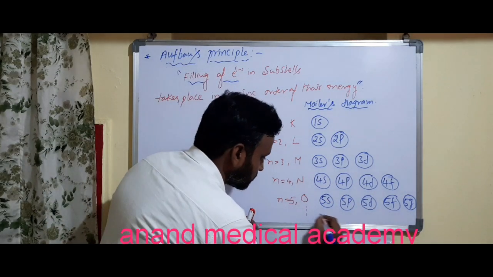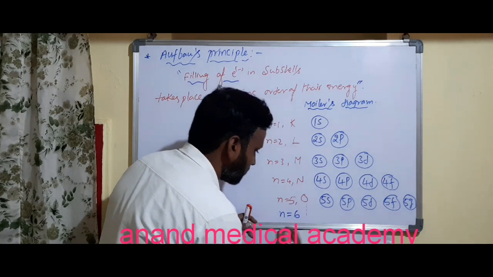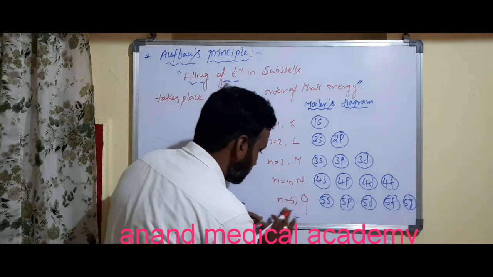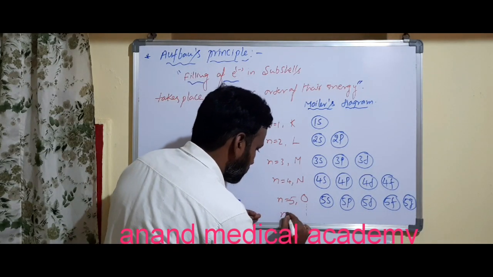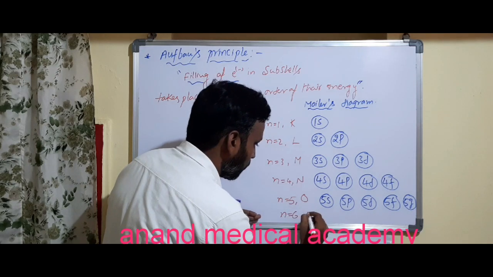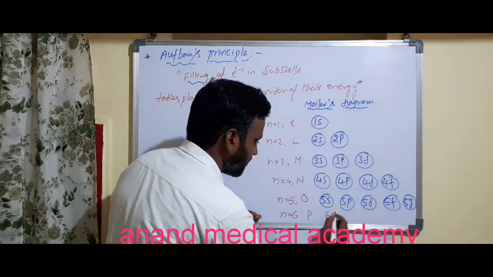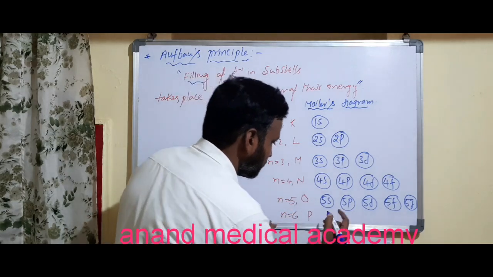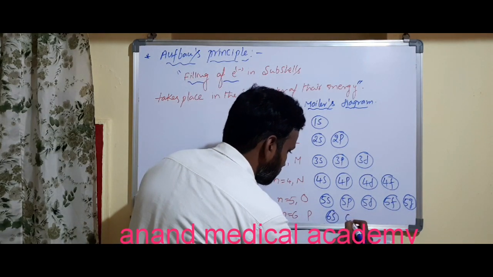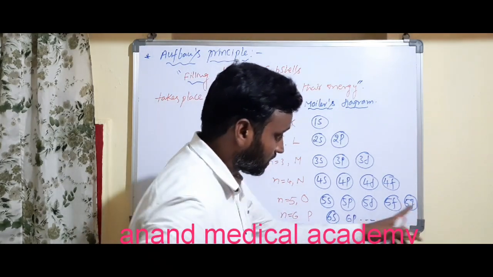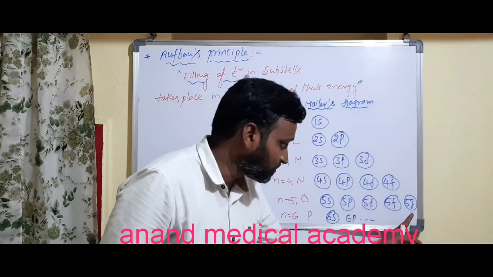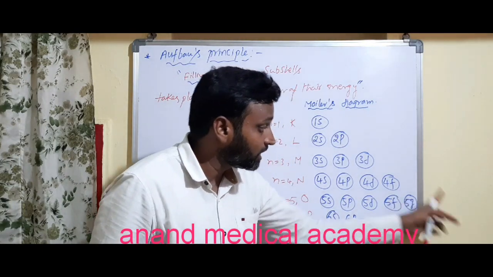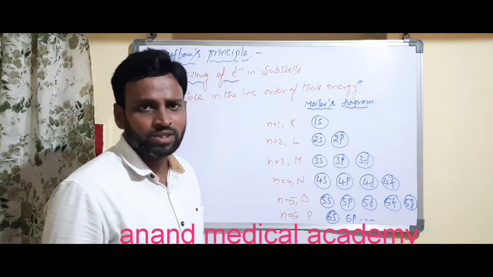So next is what, sir? Suppose N equals 6 I want, sir. N equals 6, means very simple: N, O, P, Q. So 6S will come here, and here 6P will come and so on, but here I don't have space. 6G and 6H will come extra. No need to write all those things.